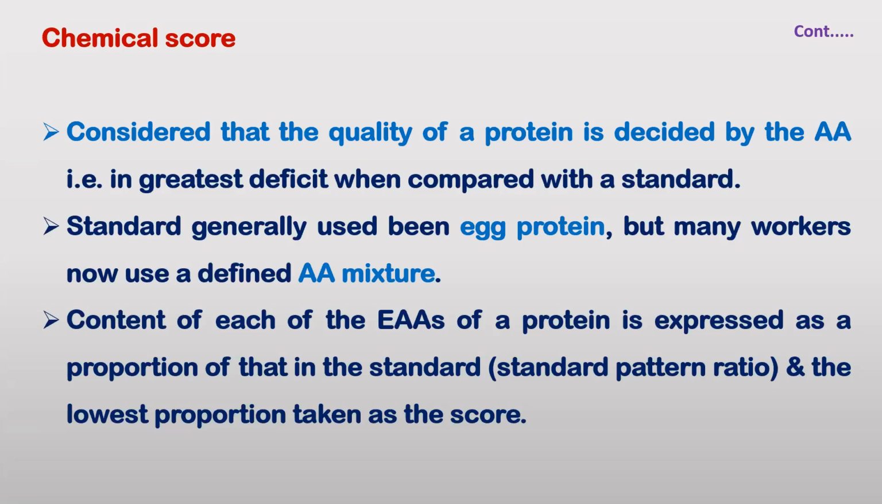And the content of each of the essential amino acids of a protein is expressed as a proportion of that in the standard, that is the standard pattern ratio, and the lowest proportion is taken as the score. So you should just go through this line. The content of each of the essential amino acids of a protein is expressed as a proportion of that in the standard, and the lowest proportion taken as the score. So very much important.